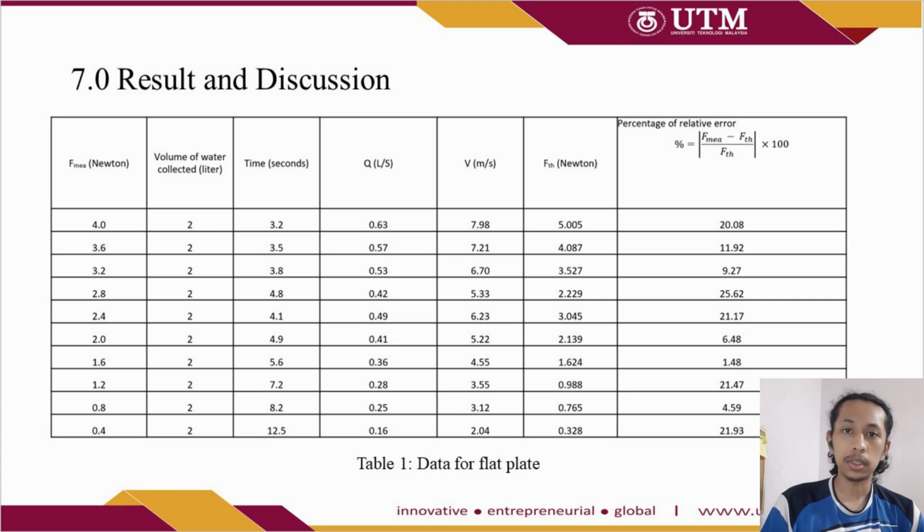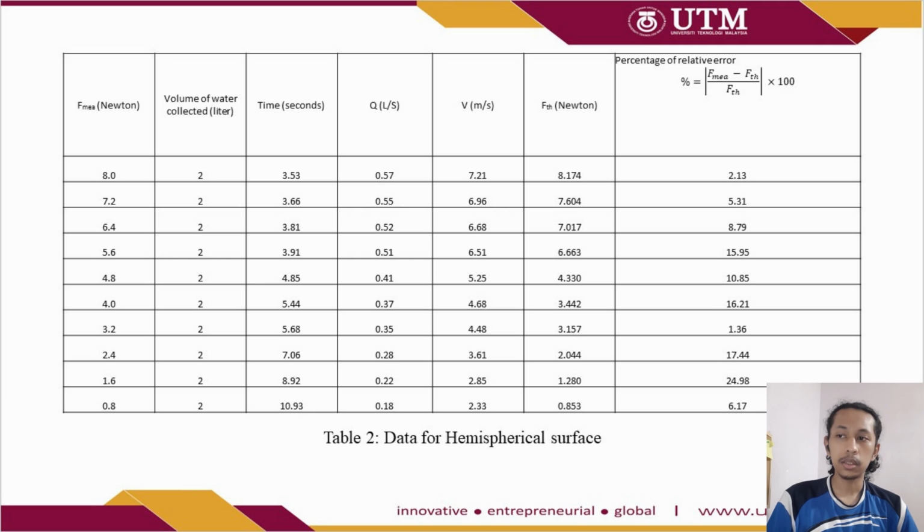And then for the percentage of relative error, the equation is the measured force minus the theoretical force, over the theoretical force, times 100. And then for table 2, with the hemispherical surface, our theoretical force F_th is different, where we use the equation 2 rho AV squared. And then we do the same for percentage of relative error.